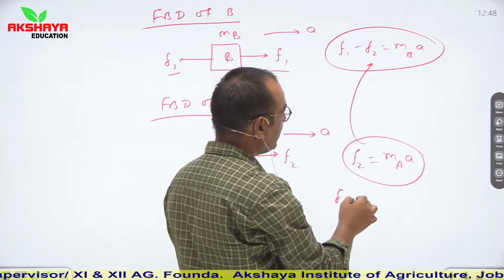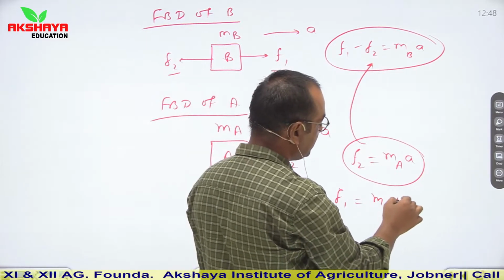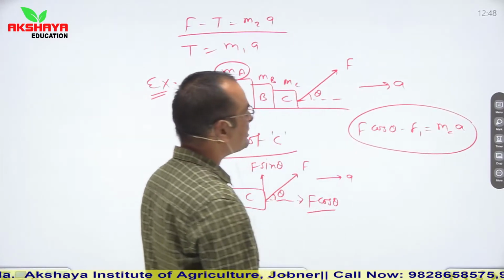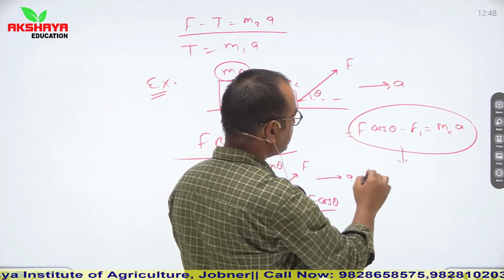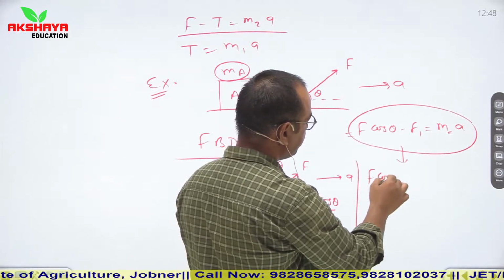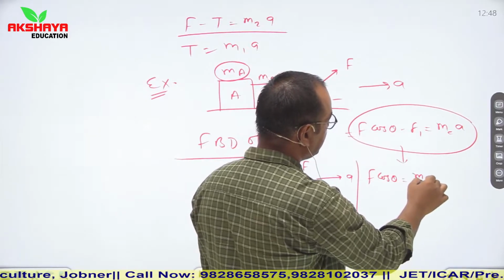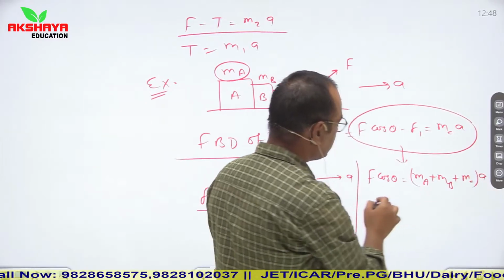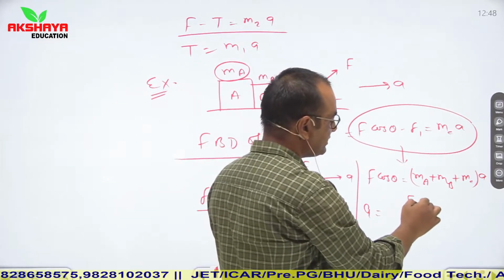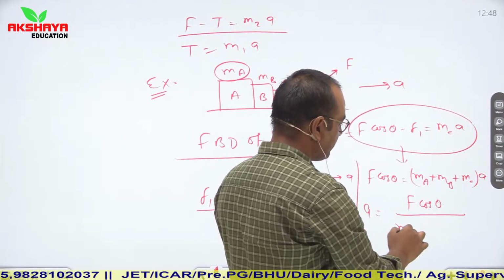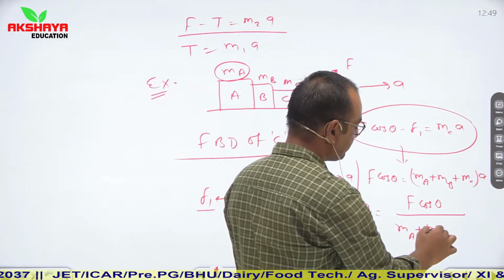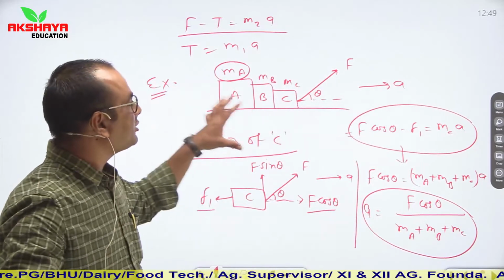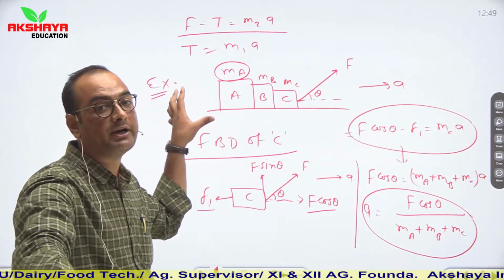So by this way, we can calculate net acceleration of the system. Replace the value of F2 from here. So F1 is equal to mA plus mB into A. Place this value of F1 in your previous relation. So it is F cos theta is equal to mA plus mB plus mC into A. So now net acceleration of the system is F cos theta upon mA plus mB plus mC. So this is the pattern of question which may be asked based on your free body diagram.